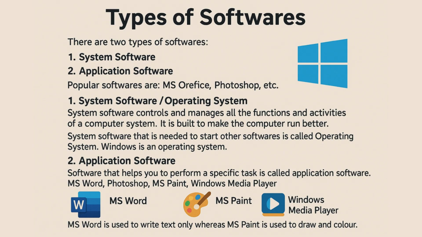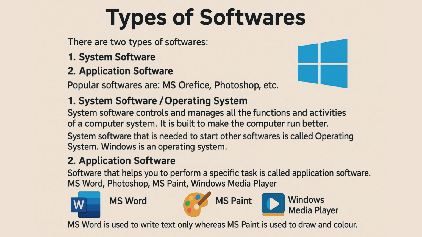System software that is needed to start other software is called operating system. Windows is an operating system, which means without the operating system like Windows, your other application won't even start. It is a software designed to operate the computer hardware and provide a platform for running application software, which means it connects your computer's body, that is hardware, with your application software.